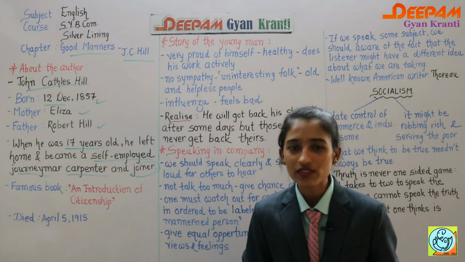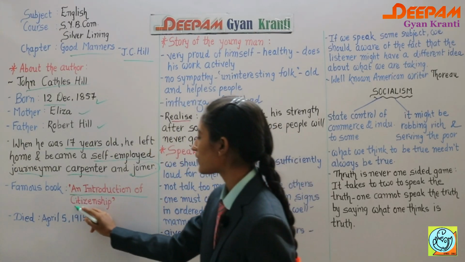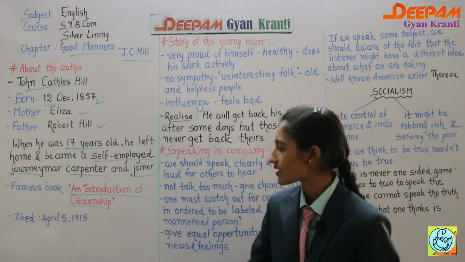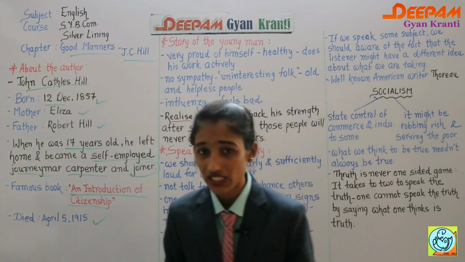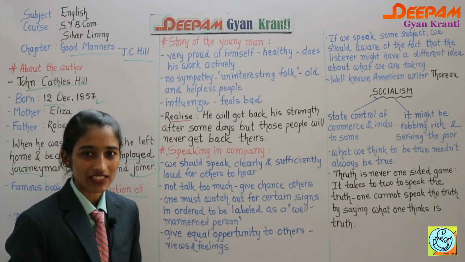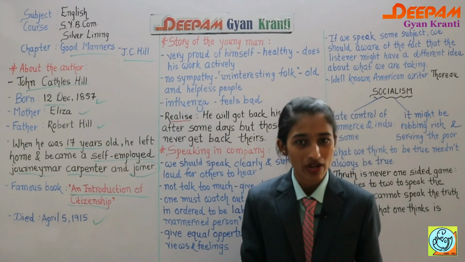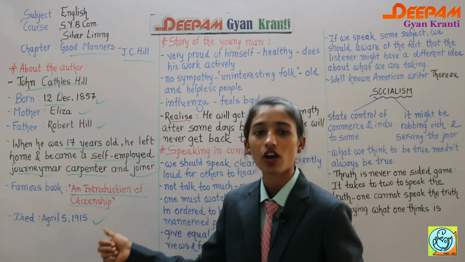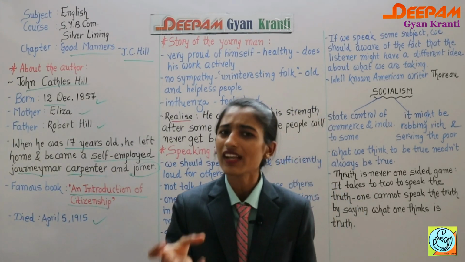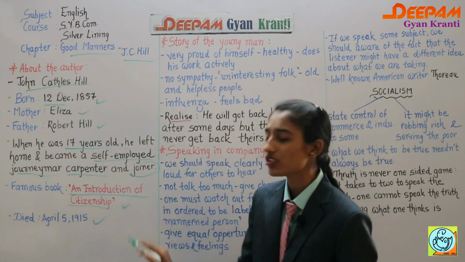If we talk about the famous work of J.C. Hill, we can note An Introduction to Citizenship, that is his main work, and he died on April 5th, 1915. So this is the primary information about J.C. Hill. This chapter Good Manners is also an extract taken from An Introduction to Citizenship. Friends, I used one word, extract. Extract means a small part, अंश. So it is taken from An Introduction to Citizenship.